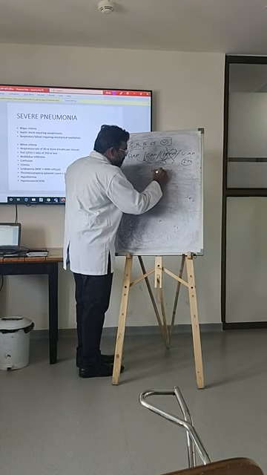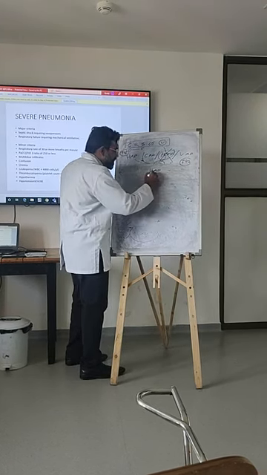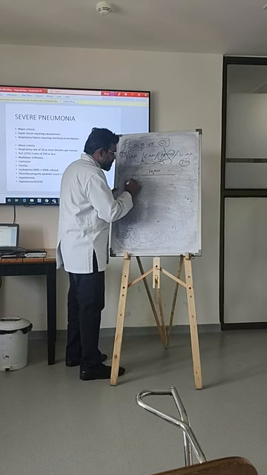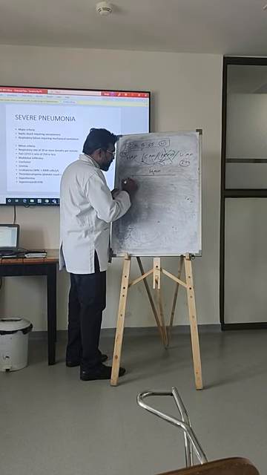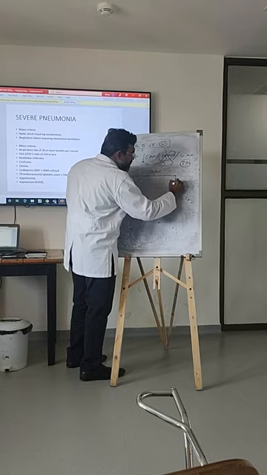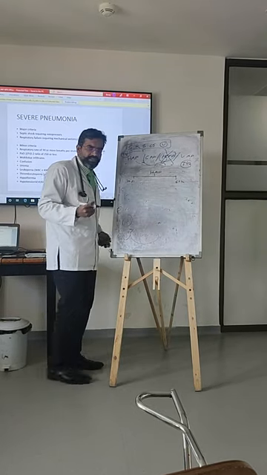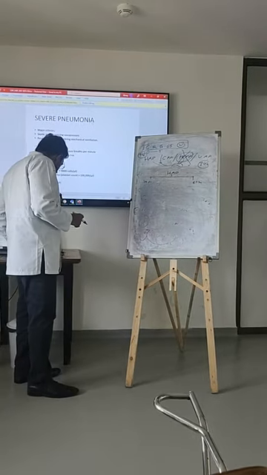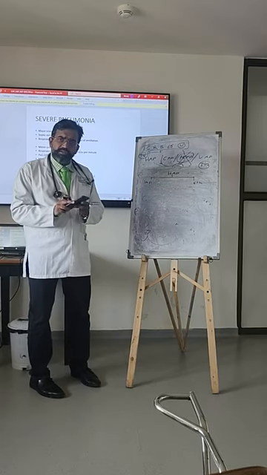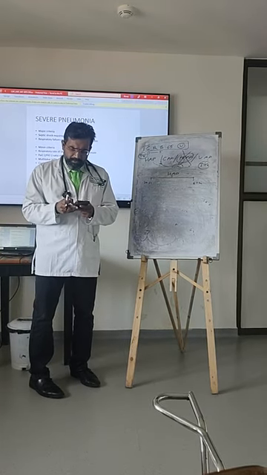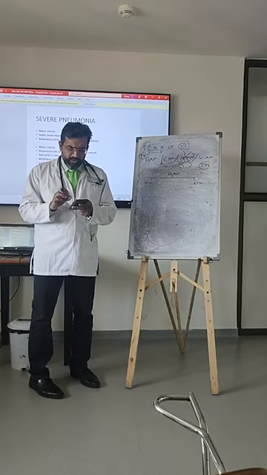Hospital acquired pneumonia. One is with endotracheal tube and one is without endotracheal tube. That's how it is, right? One is with ET tube and one is without ET tube. Clear on this? Okay. Listen to this carefully, okay?